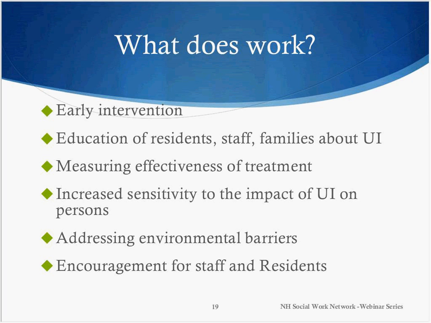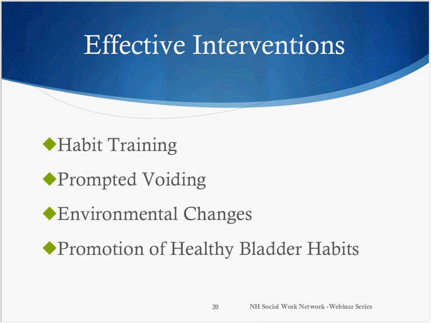Next slide. So these are effective interventions. Habit training, which is looking at the person's pattern, avoiding accidents, and setting up a scheduled time to help them get to the toilet. And from that, a new habit would develop. Prompted voiding is an addition to habit training, where you go in and remind the person that they need to go to the bathroom or assist them at the time it's supposed to be, and you praise them if they use the toilet. So it's positive reinforcement. You don't judge if they're wet. That's also been quite effective.